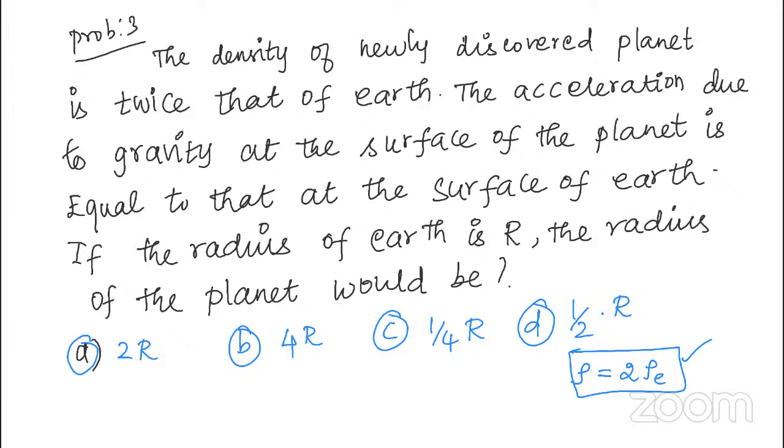Okay. So in this problem, they are asking for the radius of the planet. We have the relation for g. In those formulas, we have to derive all these things. So now let us see how to derive it. Okay. So let us now go to the solution.